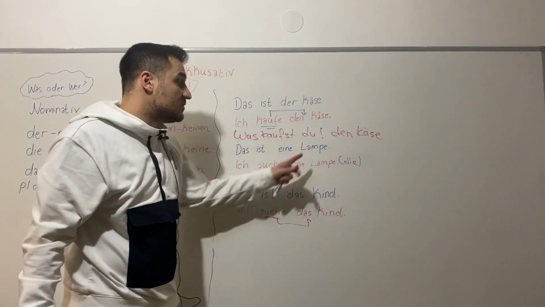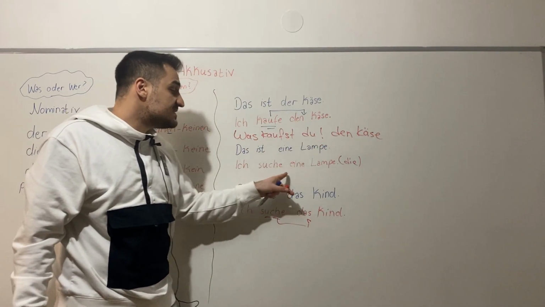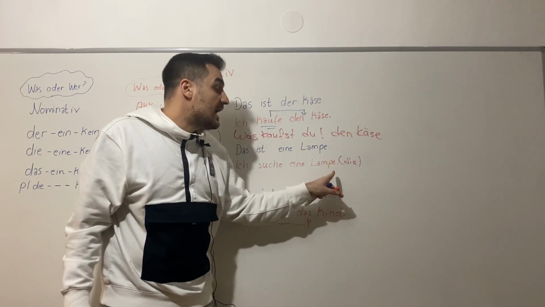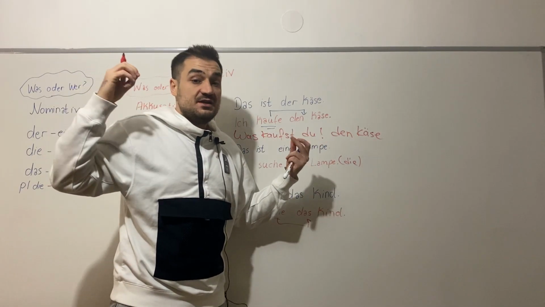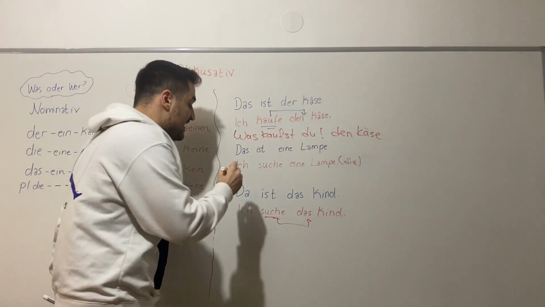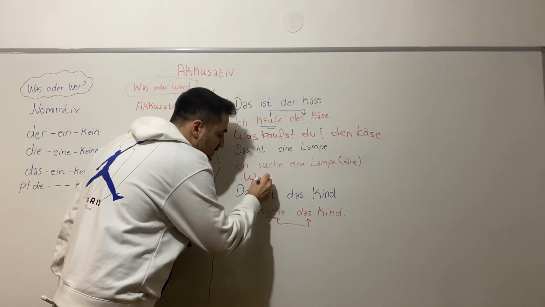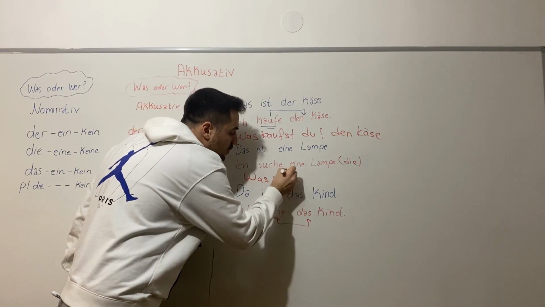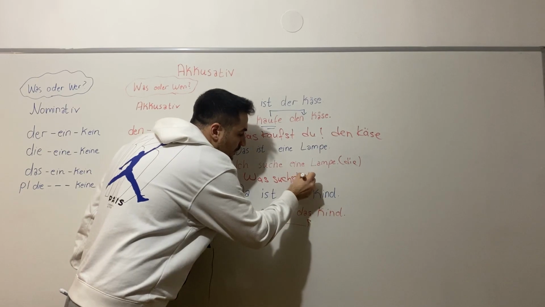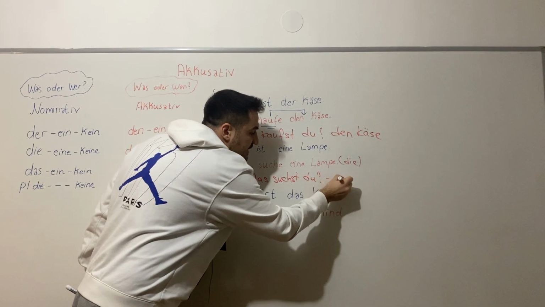Den Käse is the accusative object, and the second one, ich suche eine Lampe. Eine Lampe is a lamp. In this case, we are asking with was. Was suchst du? The answer is eine Lampe.